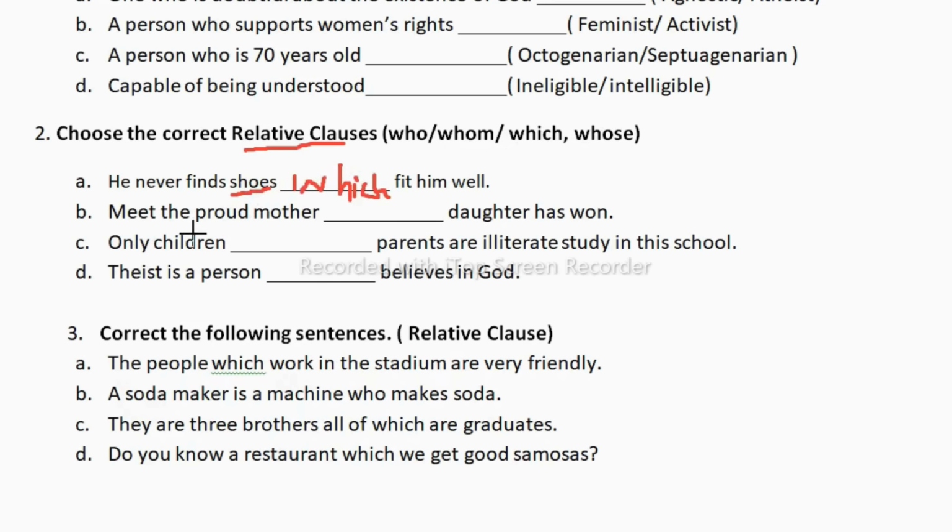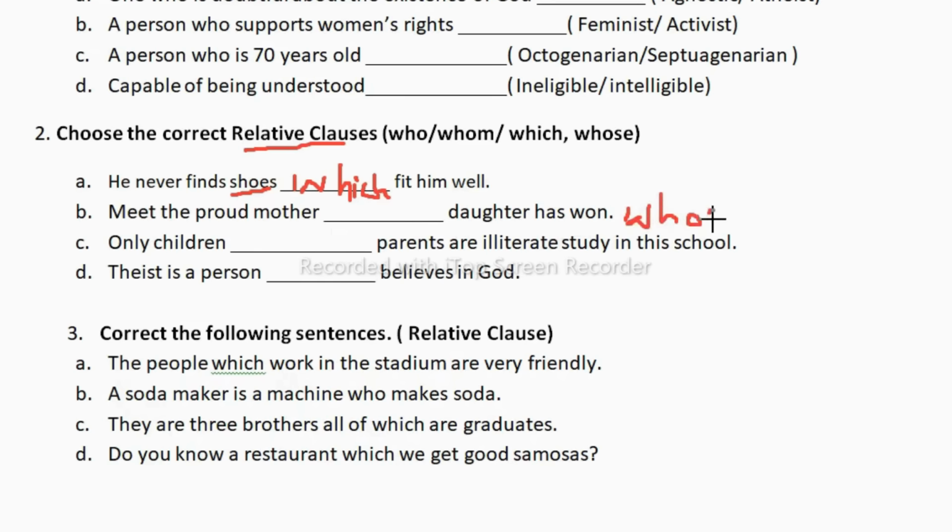Now the next one: meet the proud mother dash daughter has won. Who daughter, whom daughter, we cannot take, because we are talking about possession. Mother's daughter. So whose daughter? Meet the proud mother whose daughter has won. So the answer will be whose.